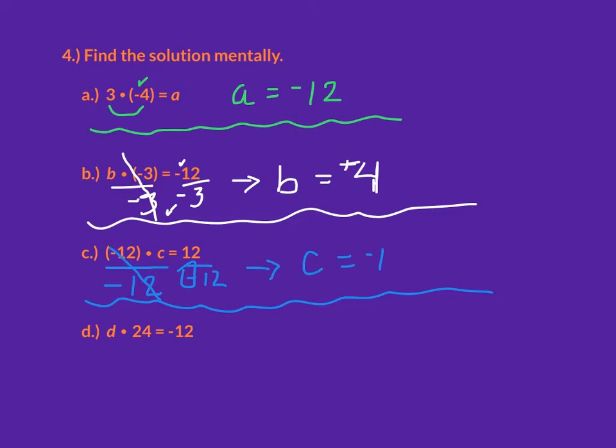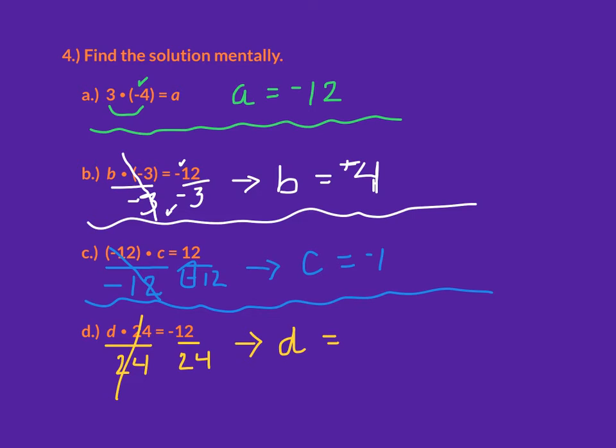And our last problem here on this page, d times 24 equals negative 12. What's the opposite of multiplying times 24? Dividing by 24. Both sides, we have to keep things even on both sides. 24 divided by 24 is actually 1. They cancel out. That leaves us with d on the left side. On the other side, we've got 12 divided by 24.